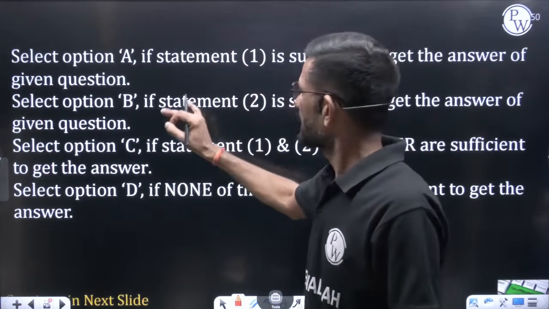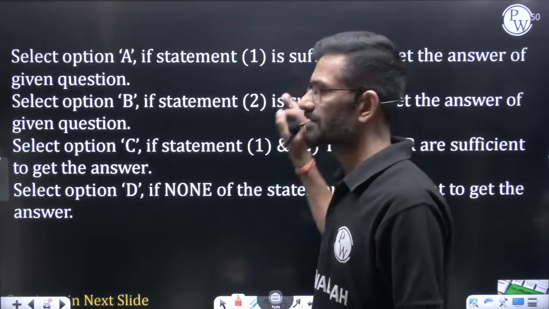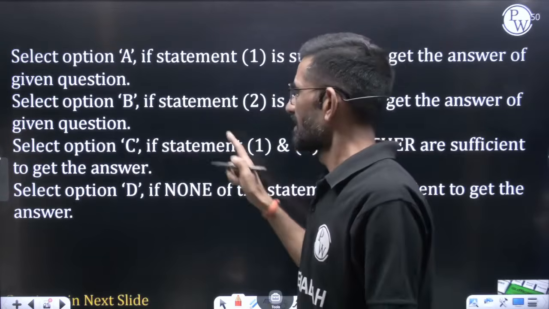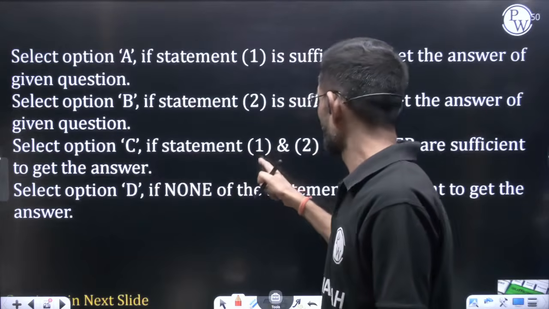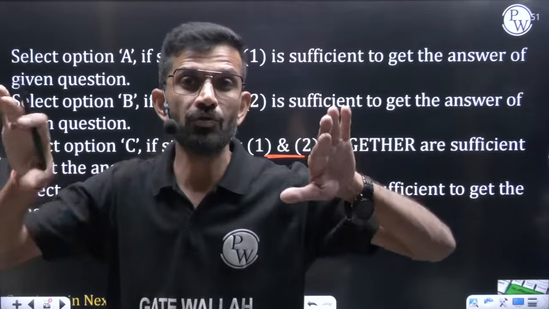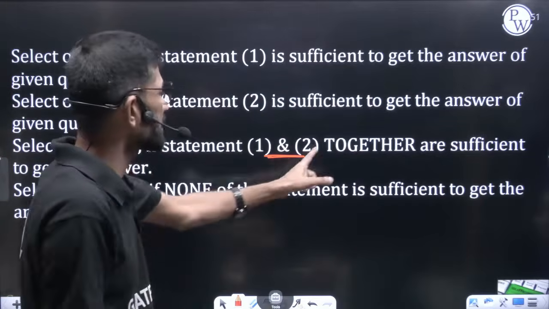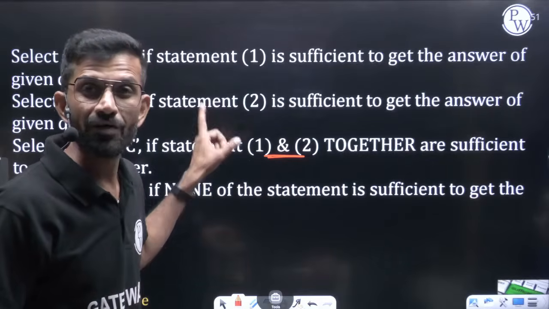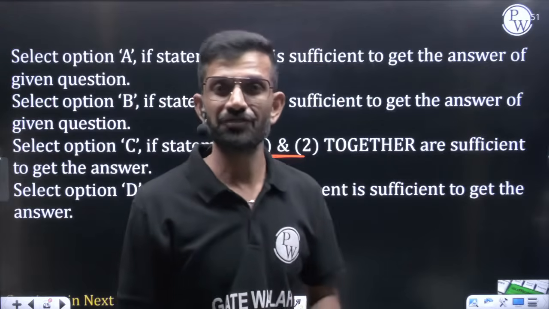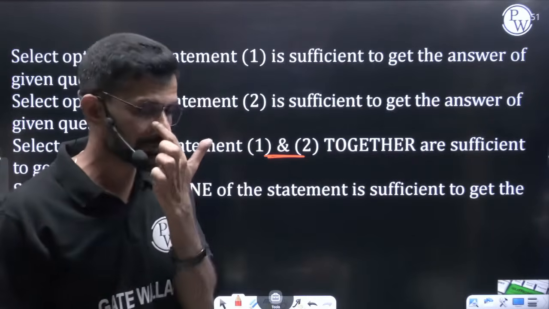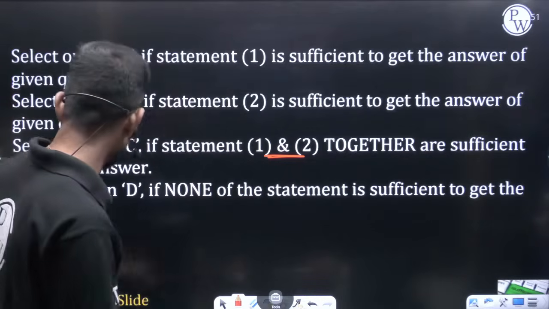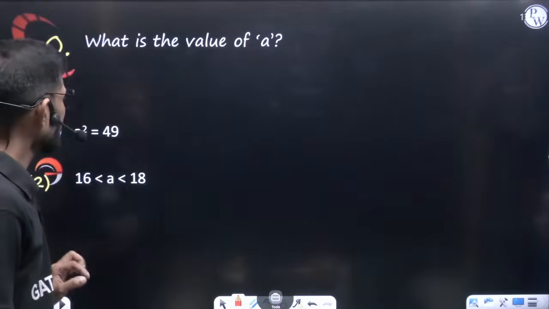Select option A if statement 1 is sufficient to get the answer. Select option B if statement 2 is sufficient to get the answer. Select option C if 1 and 2, and means combining. It is not 1 alone or 2 alone. It is combining both the data together. If you get the answer of the given question, select option C. Select option D if none of the statements is sufficient. So these 4 options you have to select based on the direction given, but this direction may change. We'll change the direction also, and we'll see the question that way as well. But first, based on this direction, let's see the question.